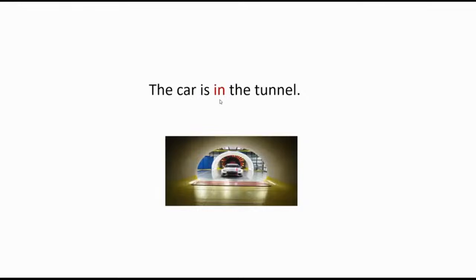The car is in the tunnel. This is the preposition of place, in the tunnel. And if we're going to describe the movement, we say the car is going through a tunnel. Through a tunnel means starting at one side of the tunnel and ending at the other side, or at the other end of the tunnel.